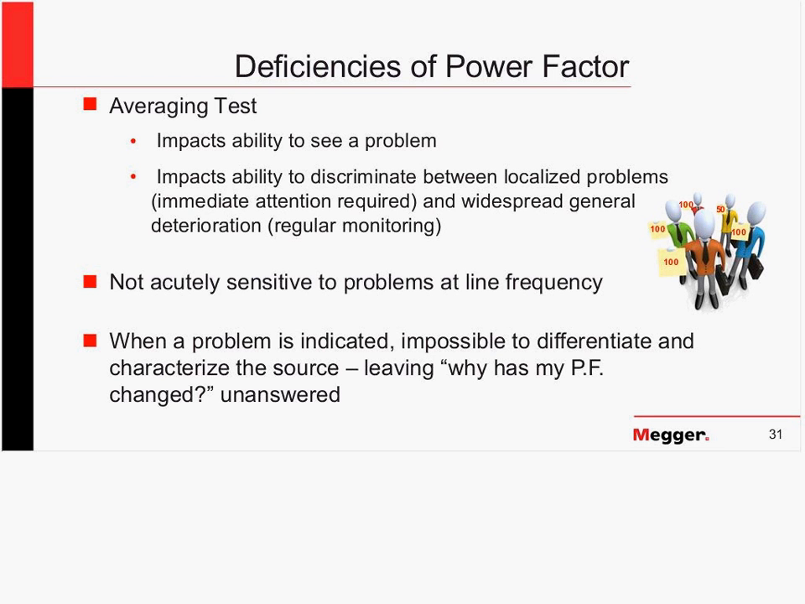Another problem with power factor is it's not acutely sensitive to problems at line frequency, and this is the frequency at which we have historically made power factor measurements. And even though the industry, I think, believes that it's very sensitive to, for example, moisture contamination, it's not. And I have a slide coming up to show you this. And so lastly, when a problem is indicated, it's impossible to differentiate and characterize a source. I mean, it always leaves you with this frustration of, gosh, well, why has my power factor changed? Because it can't be answered by just the power factor test.